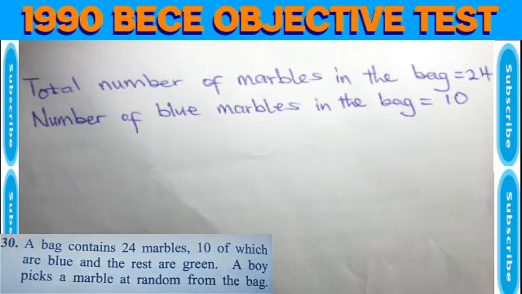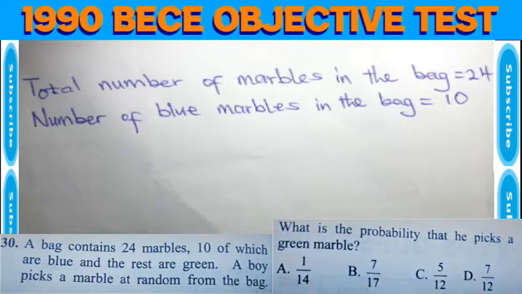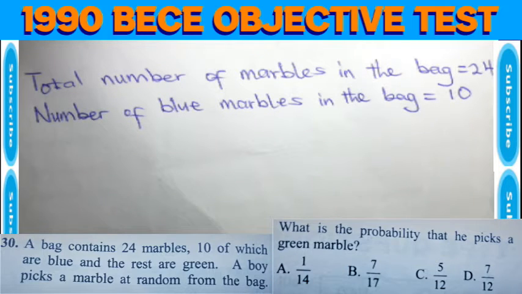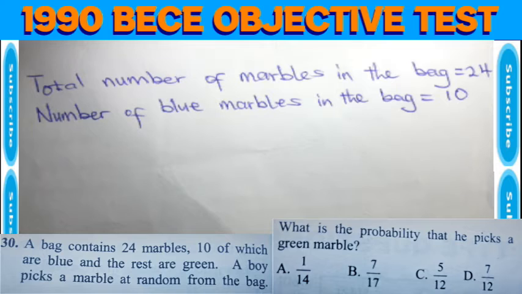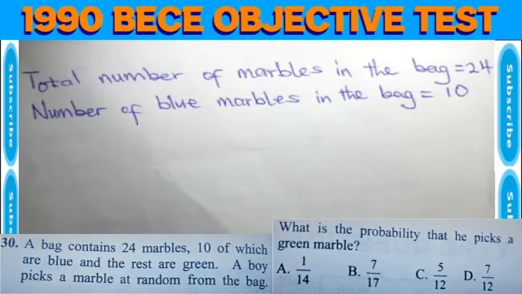And then the question is demanding that we find the probability that the boy picks a green marble from the bag. And we don't know the number of green marbles. With the number of green marbles, this is how we go about it. We subtract the number of blue marbles from the total number of marbles in the bag. And the remaining marbles will be the number of green marbles left in the bag. So, number of green marbles.